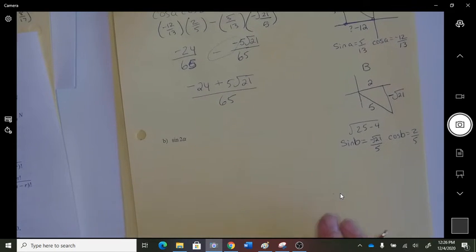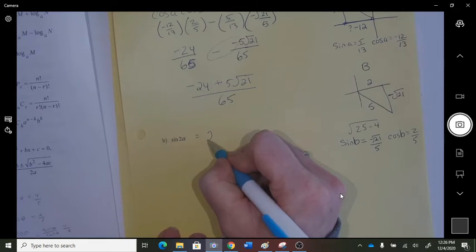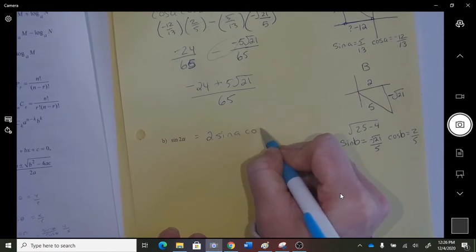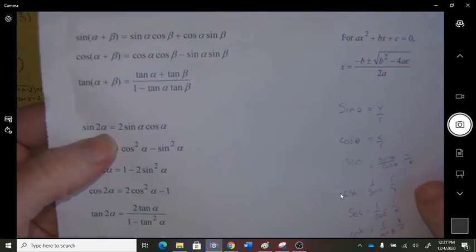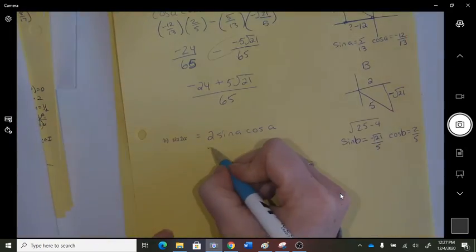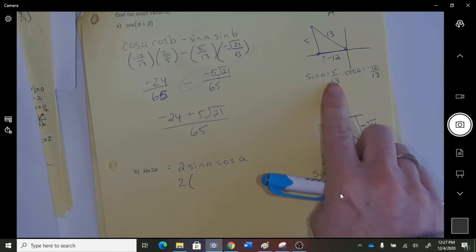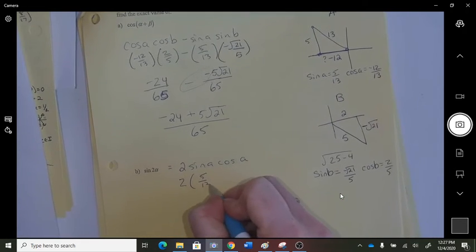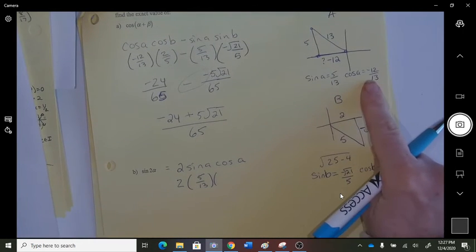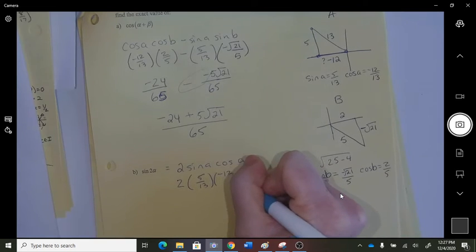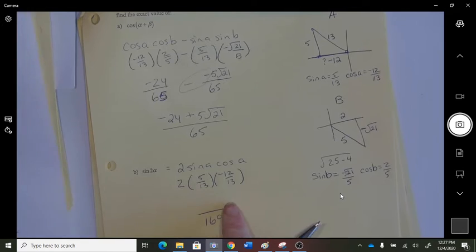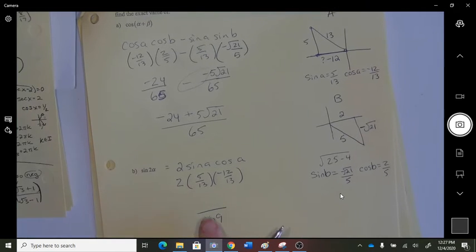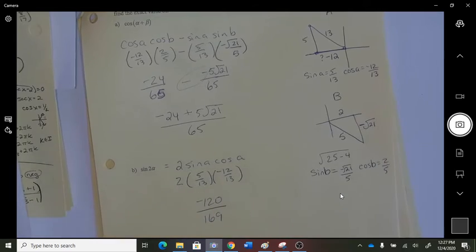Okay, sine of 2a. So the formula is in the formula sheet. So sine of 2a, so 2 times the sine of a, so 5 over 13, cos a, negative 12 over 13. And 13 times 13 is 169. 2 times 5 times negative 12 is negative 120.